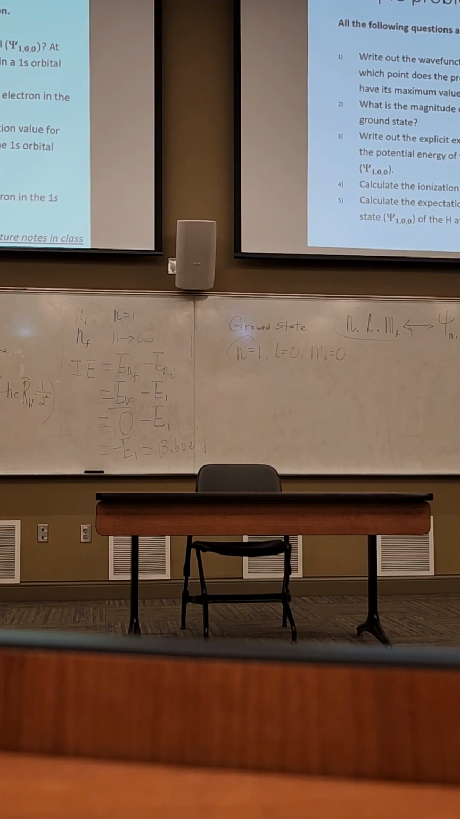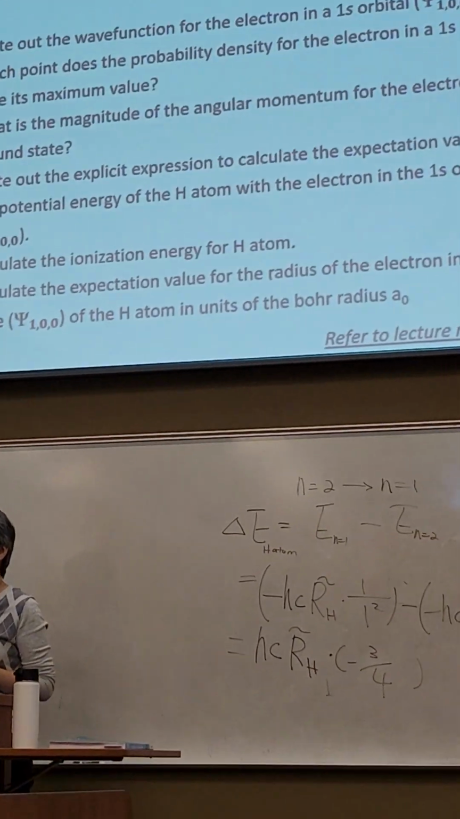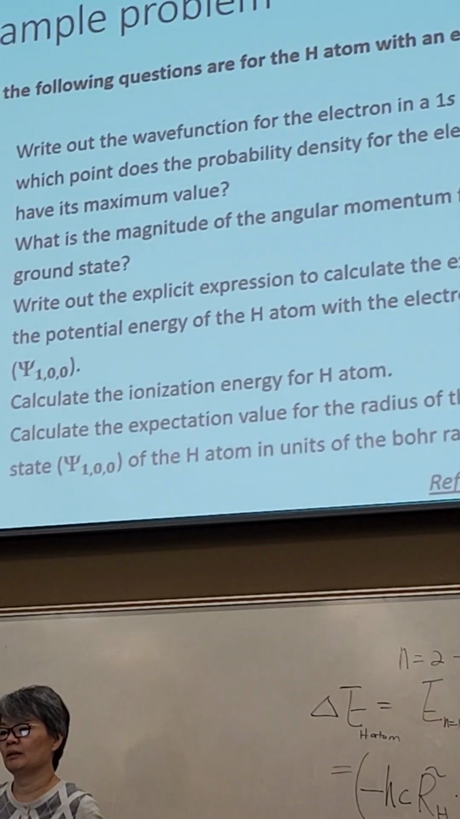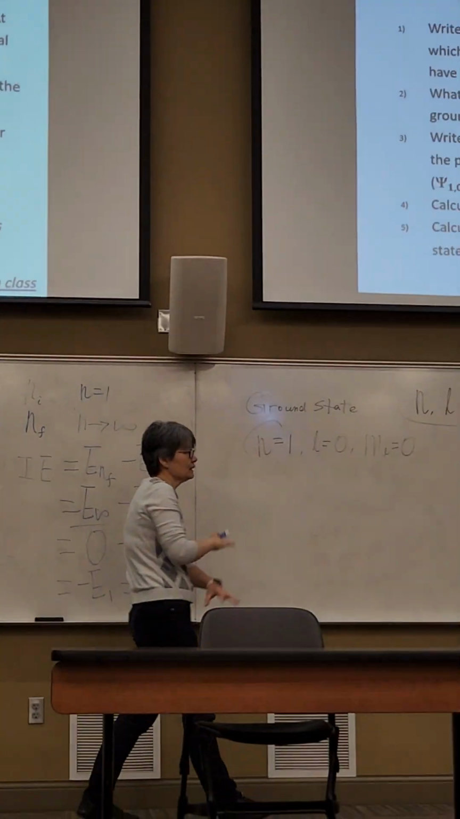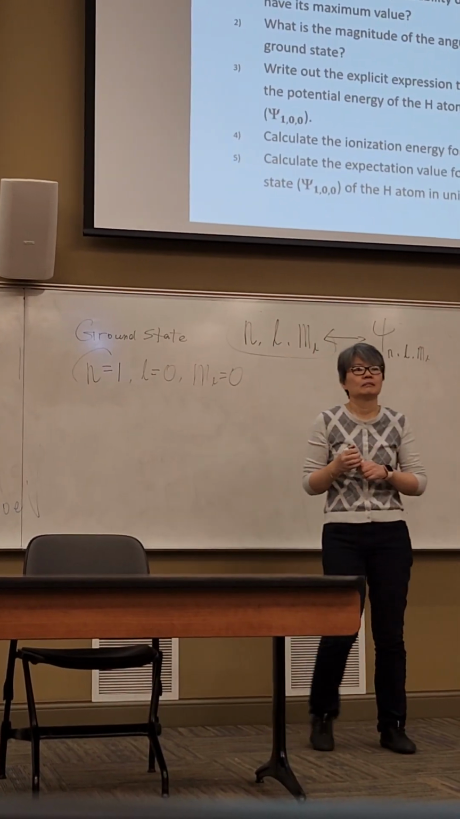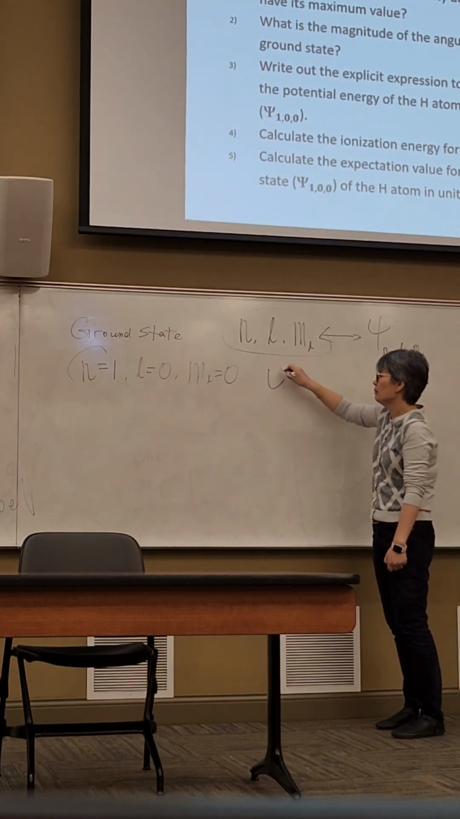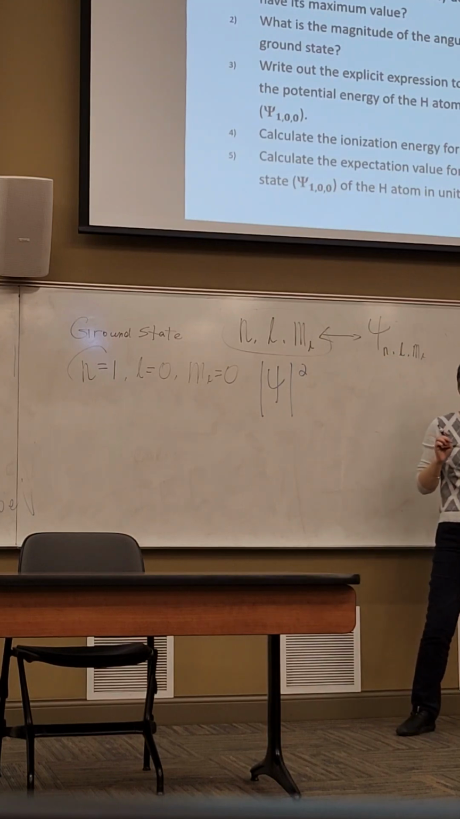Okay, very good. Write down the wave function for the electron in the 1s orbital, which we define as psi 100. At which point does the probability density for the electron in the 1s orbital have its maximum value? So let's right away see, what is this asking you for? It asks you the probability density. The question asks you the probability density.